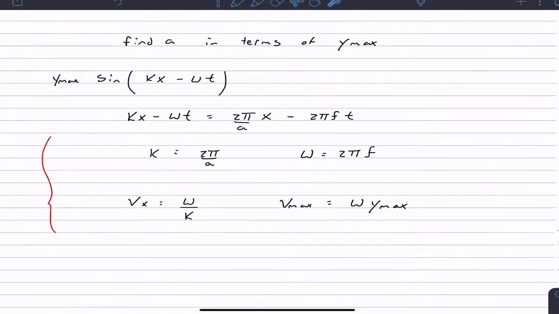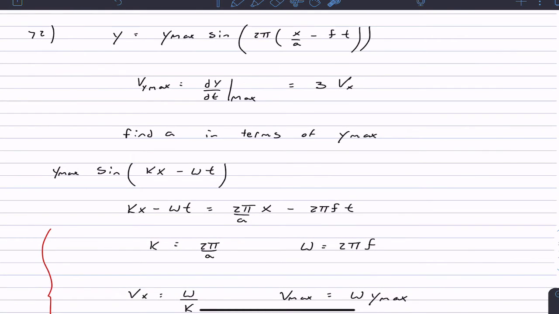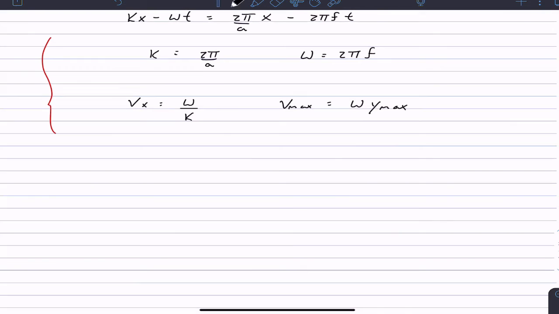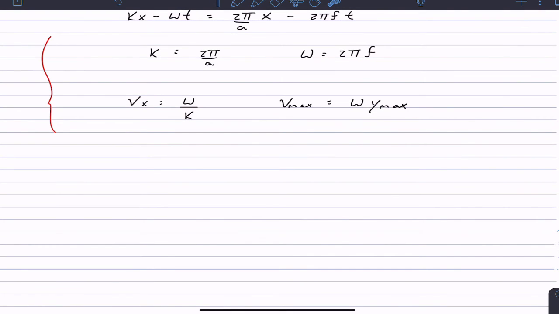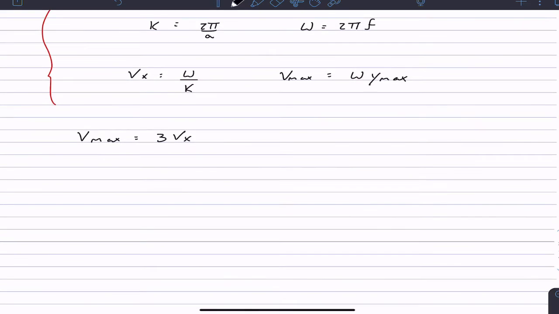Well, already we're told that, this was given to us in the problem statement. We have Vmax is equal to 3 times the wave speed. So here we have these two relationships. Let's write these down. Vmax is equal to 3 times the wave speed. Here's the wave speed, here's Vmax.